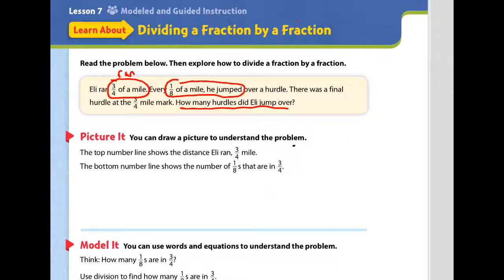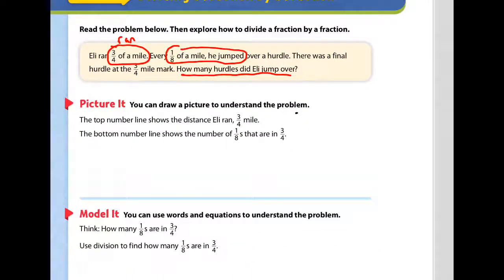So now, in the picture strategy, and notice I have what the book has whited out. Yes, you can see it in your book, but I want you to see how you would make it. In the first picture it strategy, we are going to show you how to draw a picture of a number line to understand the problem. So this says the top number line shows the distance Eli ran, 3/4 of a mile. So I'm going to draw that here.